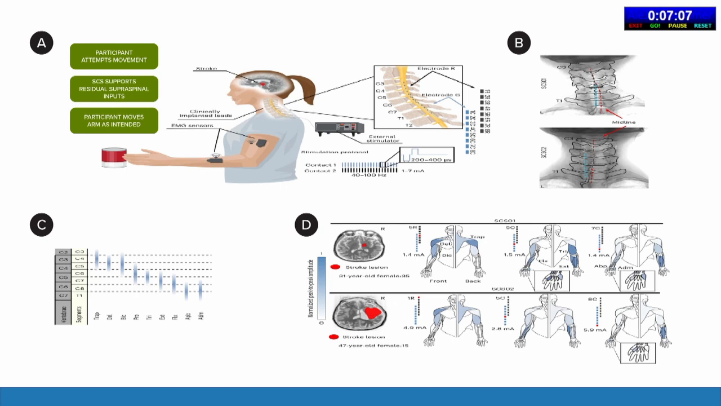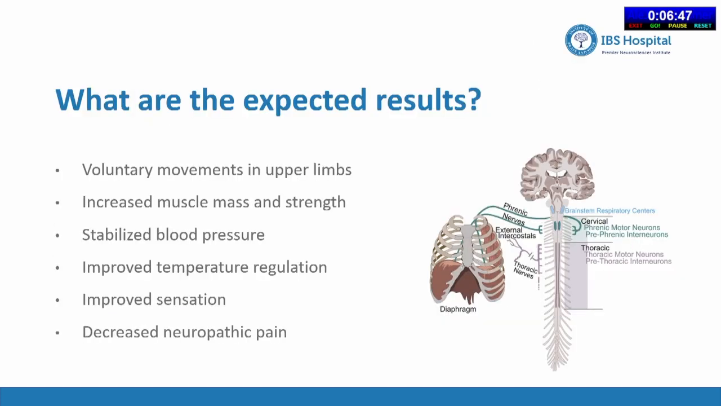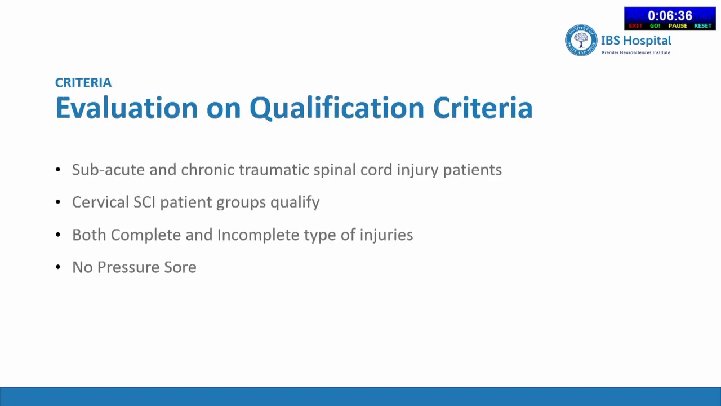Then we have different subgroup patterns for stimulation of different muscle groups: for shoulder extension and flexion, for elbow, wrist, and the fingers. Over the activity training, you find the patterns of stimulation that are able to achieve movement in one muscle group. Then you keep practicing on that. These are the results that we expect: voluntary movement of the upper limbs, muscle mass growth, improved autonomic dysfunction, and better sensation.